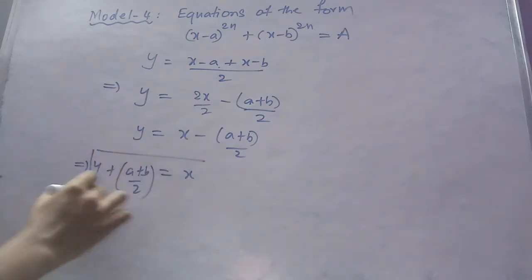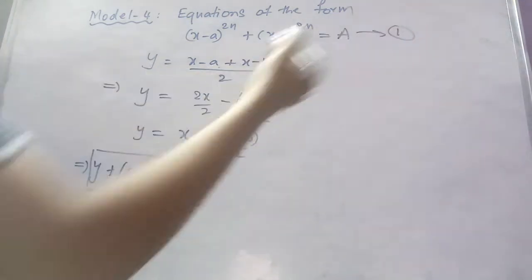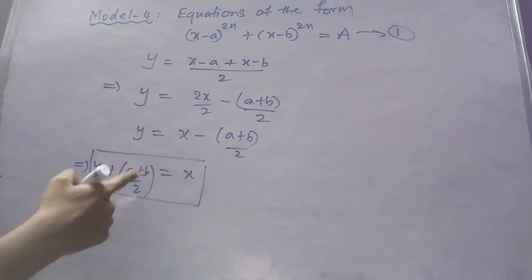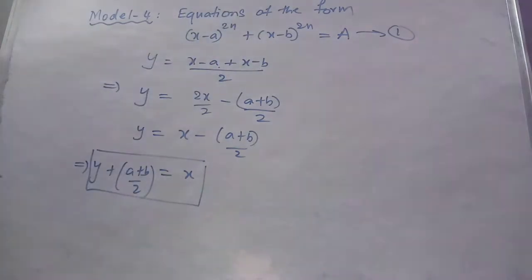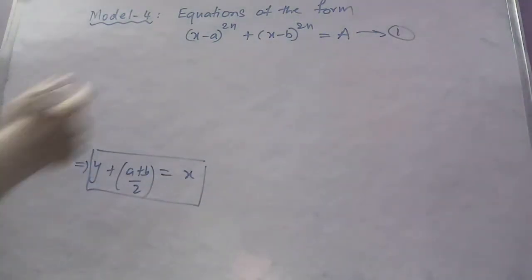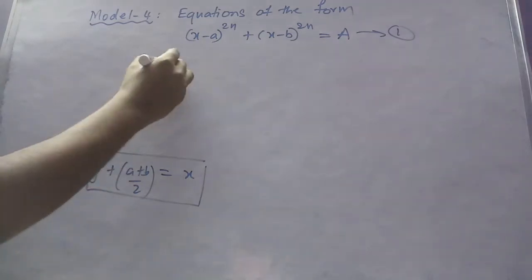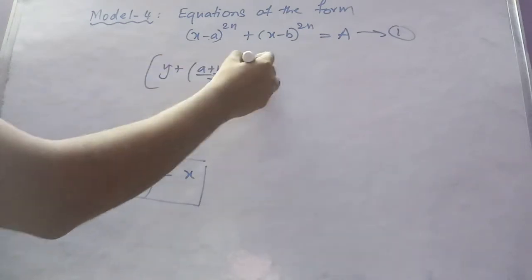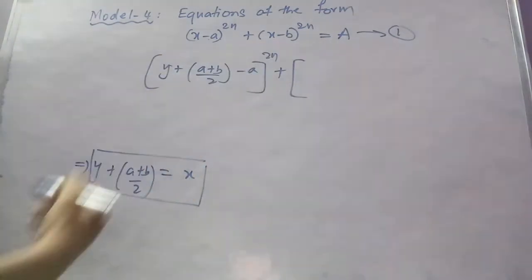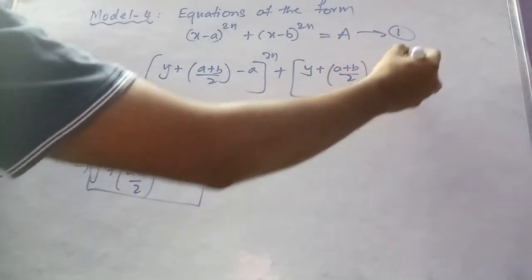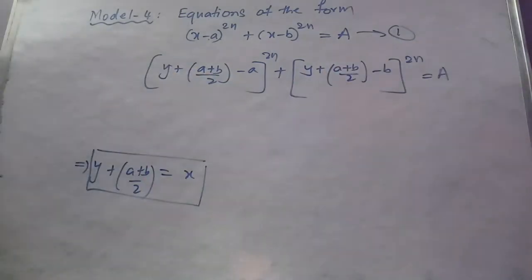So let us substitute this in our main equation. If you substitute x is equal to y plus (a plus b)/2 in place of x in either term, you will get (y plus (a plus b)/2 minus a) to the power 2n plus (y plus (a plus b)/2 minus b) to the power 2n, and it is equal to A.